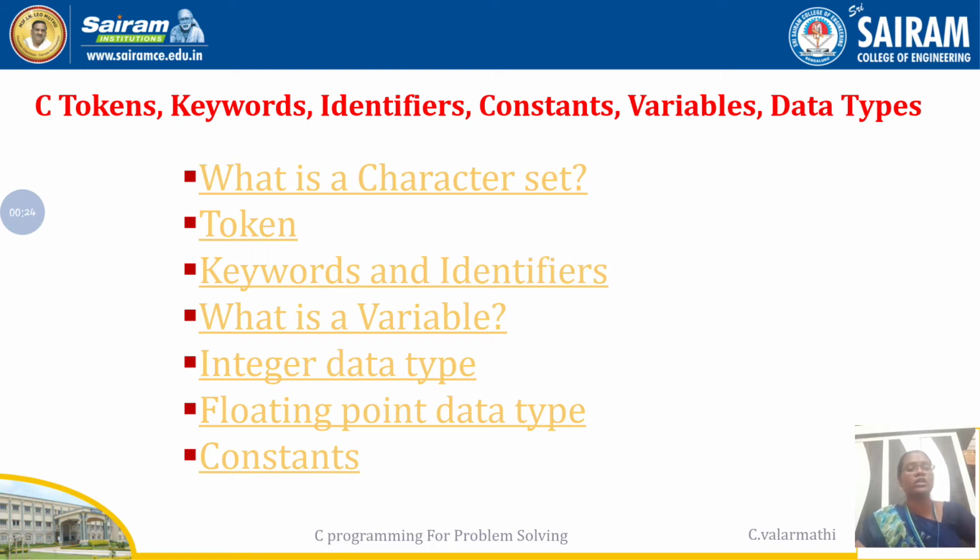To write the logic in a C program, first we need to know what is meant by a token and a keyword. We must understand the difference between identifiers and variables, what constants are available in C, and what is meant by a data type. Let us see one by one.